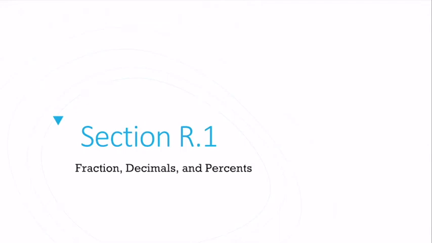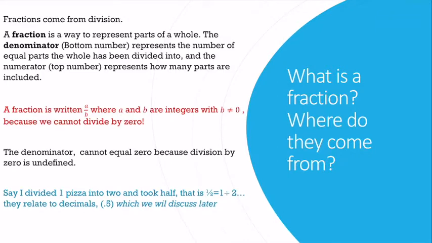All right, so section R.1 is all about fractions, decimals, and percents. And we're also going to go over how these are related and how to convert between all three. So friendly reminder that a fraction comes from division. Fractions are ways to represent parts of a whole, like 2/3 of a pizza or half a cookie, right?